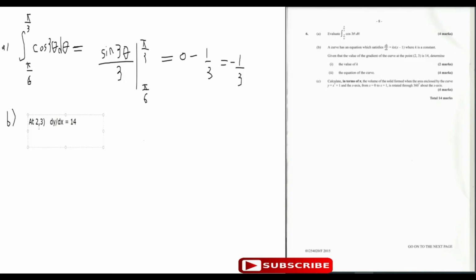So at 2, 3, what they're telling us then is k times x, k we don't know, so it's 2k times... so let me say that it implies 2 times k times, x is 2 again, 2 minus 1 is equal to 14. And so that 2 minus 1 is 1. And so what they're saying is 2k is equal to 14. And so k is equal to 7.